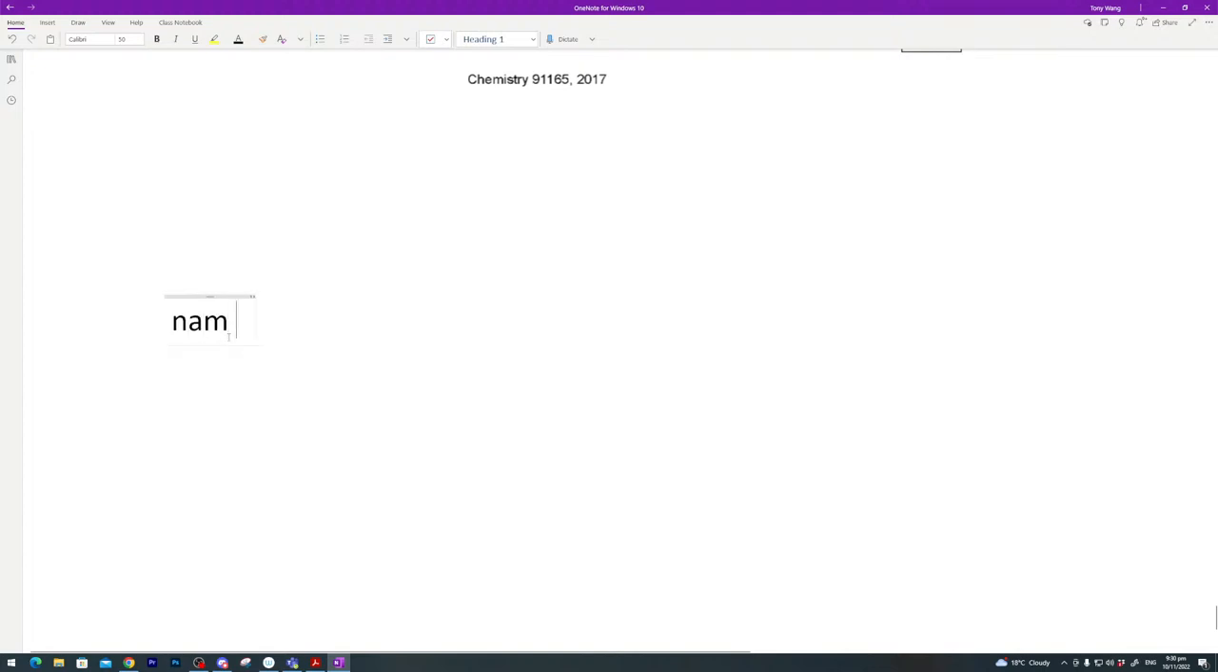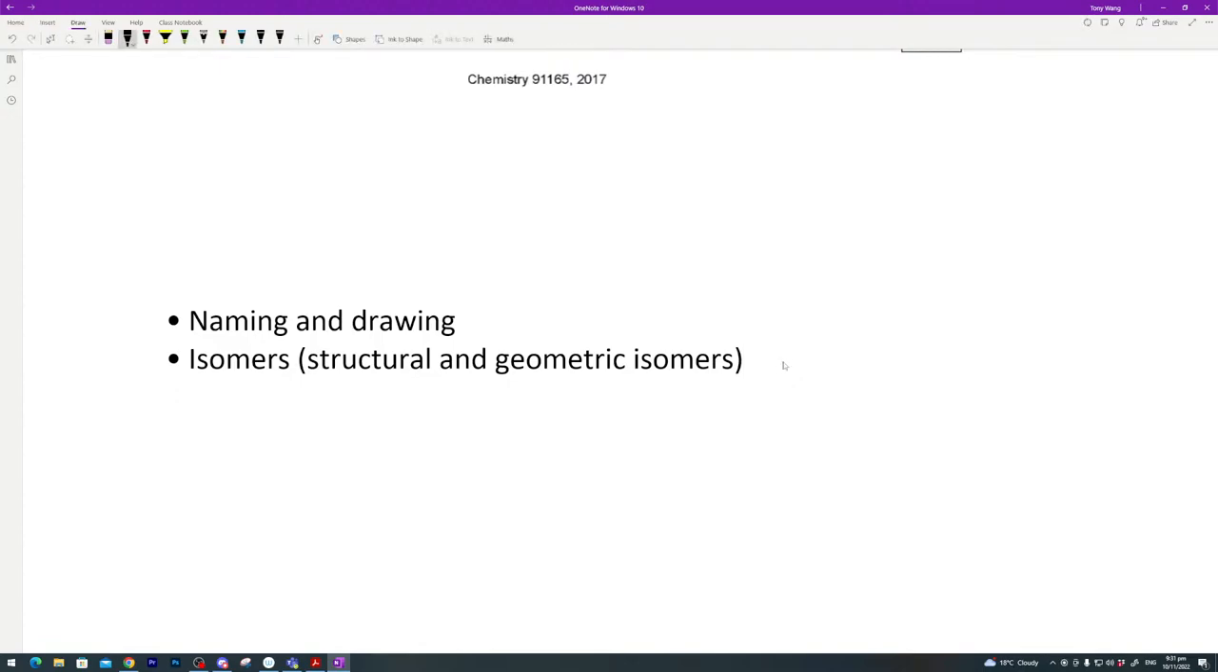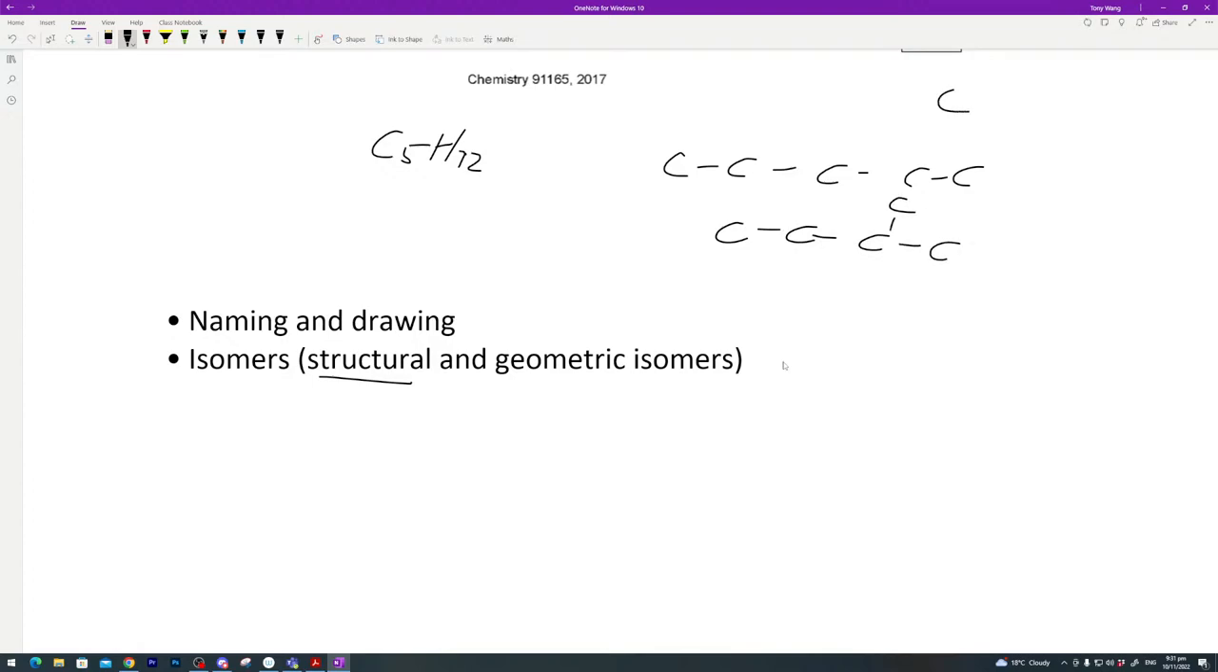The naming and drawing, that's your basic achieve bullet points. That's something you need to think about if you want to pass. And then you've got your isomers, which include structural isomers as well as cis and trans geometric isomers. For structural isomers, you can have something like C5H12, and I can draw it like this, and like this, and like this. These are structural isomers.